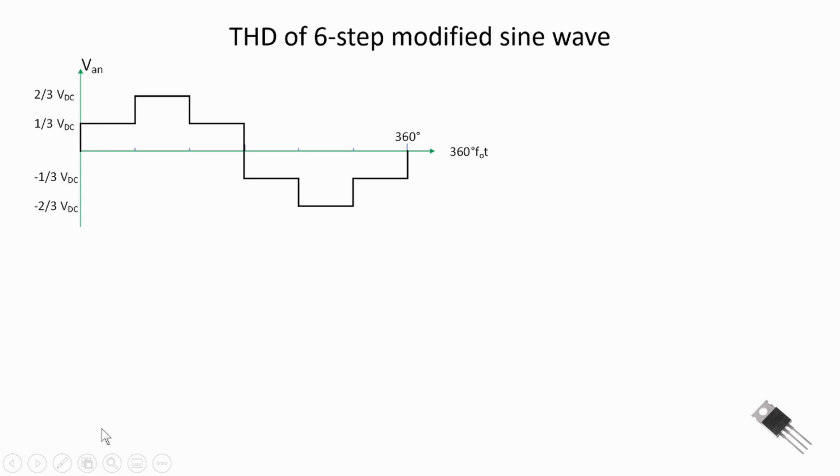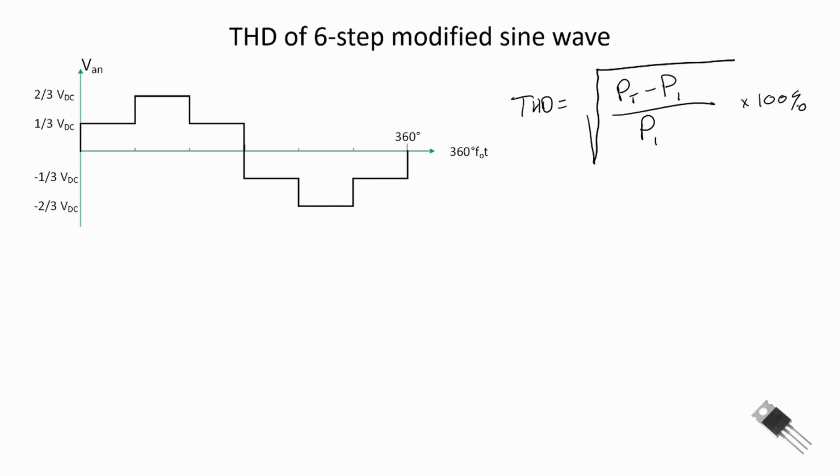Finally, we can compute the total harmonic distortion of the 6-step modified sine wave and recall that our total harmonic distortion is equal to, and I'm going to write it in this form, the power total minus the power in the fundamental, because that's going to give us the power in all the other harmonics, your second, third, fourth, and so forth, all divided by the power in the fundamental harmonic. And we multiply this by 100% to express the total harmonic distortion in percentage.